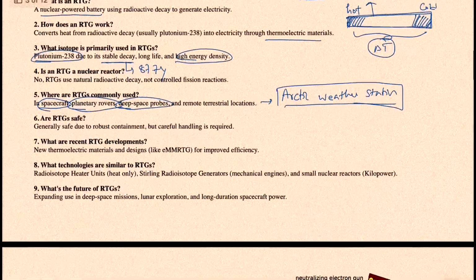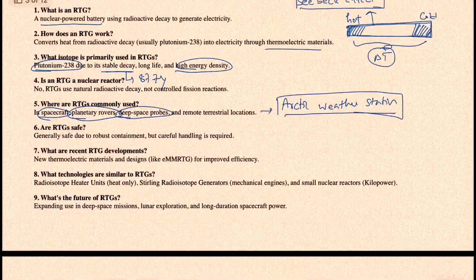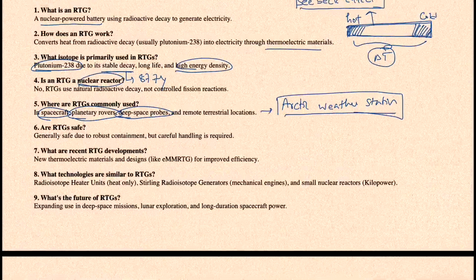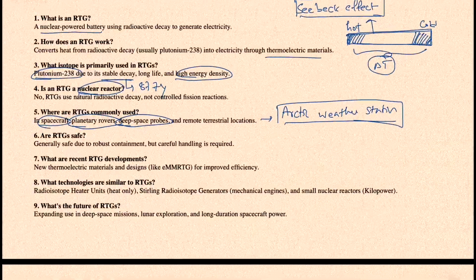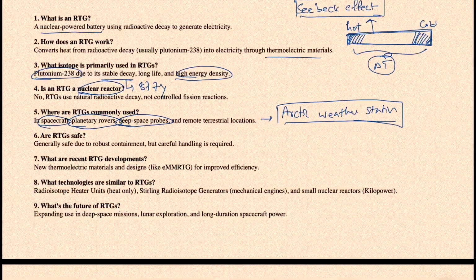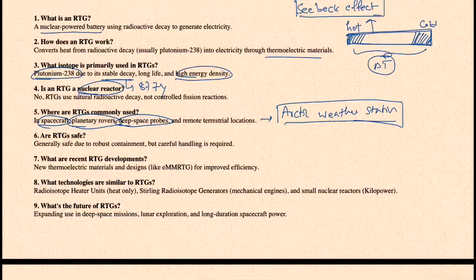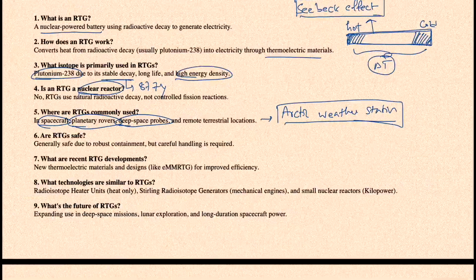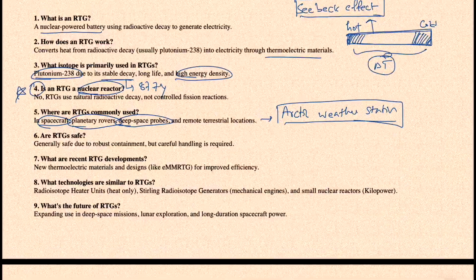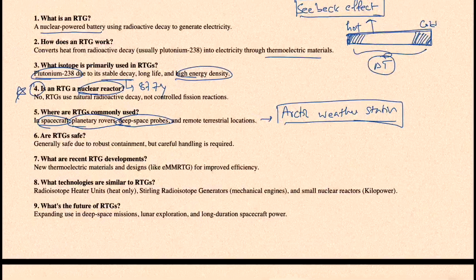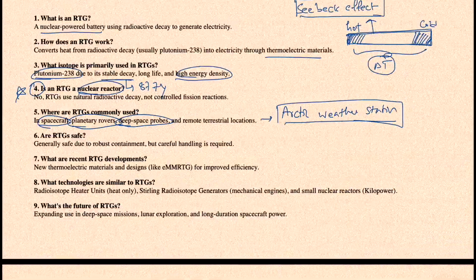Coming to the difference: is an RTG a nuclear reactor? No. RTGs simply use radioactive decay to generate heat. Nowhere does it use either fission or fusion. I think this is a very important point for us to understand. The working principle of RTGs is much different from either nuclear fission or nuclear fusion.